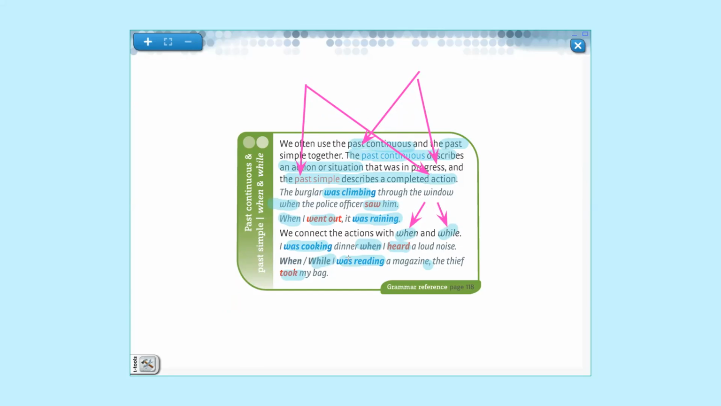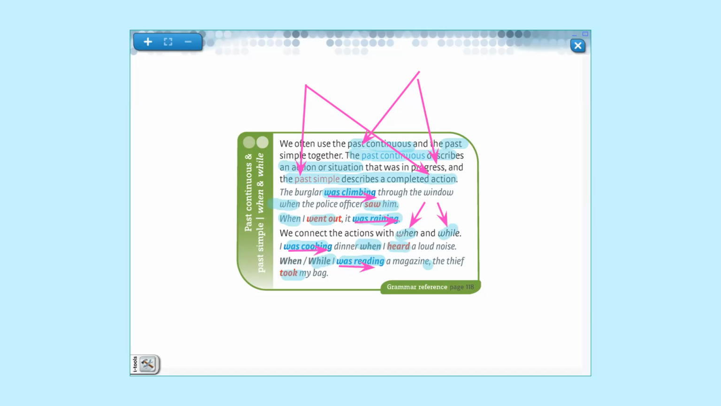Remember how to form the past continuous: was or were and the verb with the ing form. For example, we said was climbing, was raining, was cooking, was reading. The verb to be, was or were in the past, and the verb with the ing form.